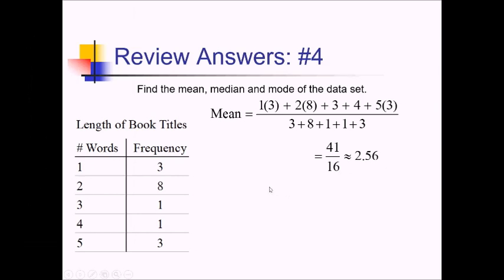Now for the median, this one's a little trickier. Again, this is the middle item when you arrange all of the items smallest to largest. So if you were actually writing all of these out, you would have a 1, a 1, a 1, and then you would have 8 of these 2s and 1 of these 3s and so on and so forth. But rather than write it all out, we're just going to figure out the item number of our middle item.